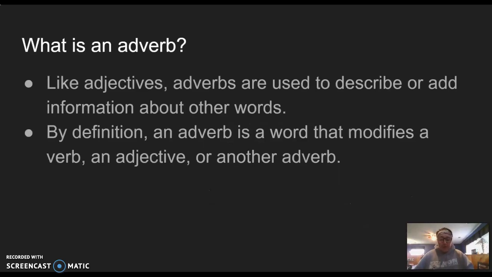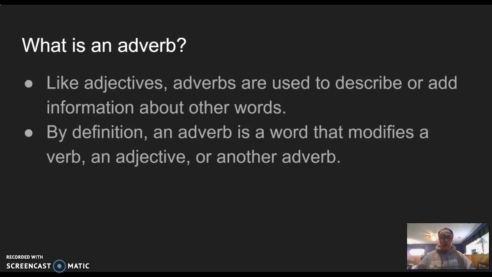So what is an adverb? Like adjectives, very, very similar concept. They could almost be smushed into the same unit, but I wanted to make that distinction for you. Adverbs are used to describe or add information about other words. So if we go way back to the beginning of the adjectives unit, we talked about how there are certain parts of speech that are essential to a sentence, right? So we have our nouns and our verbs. We need those to communicate a thought. And then adjectives come in and they describe things and they make things fluffier and more beautiful.